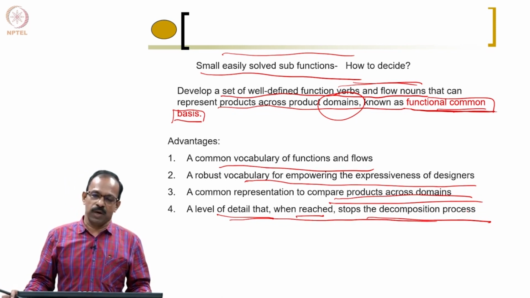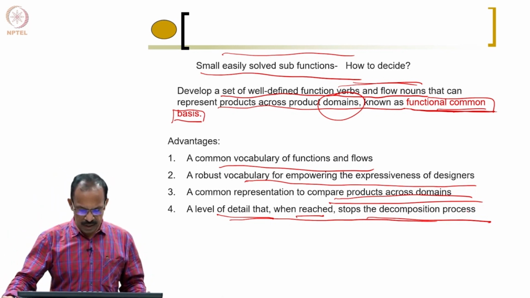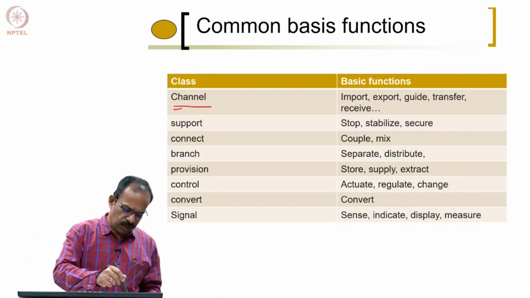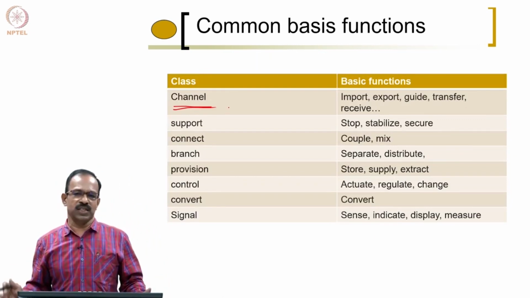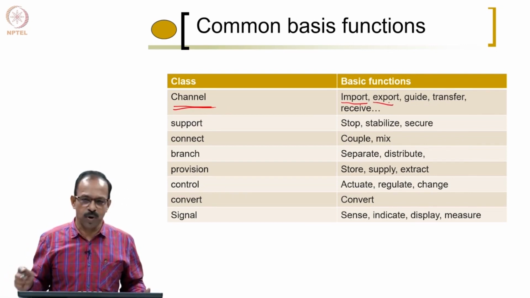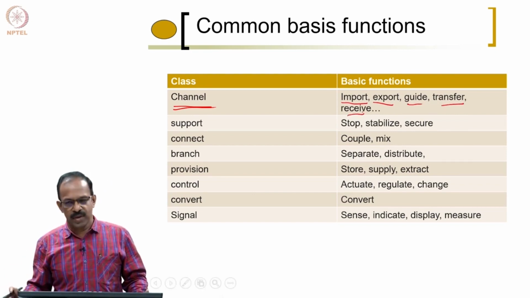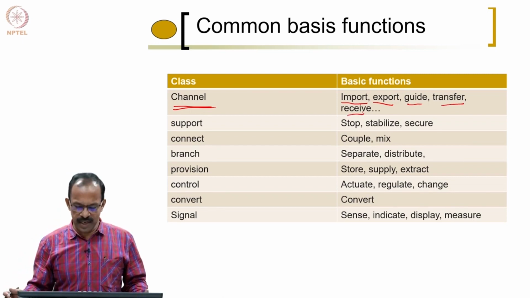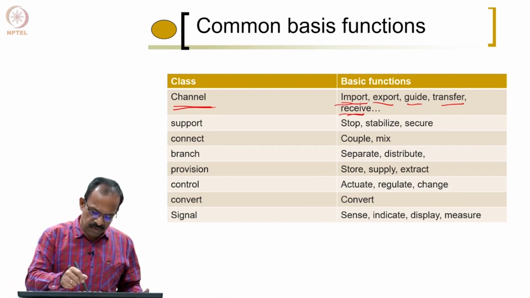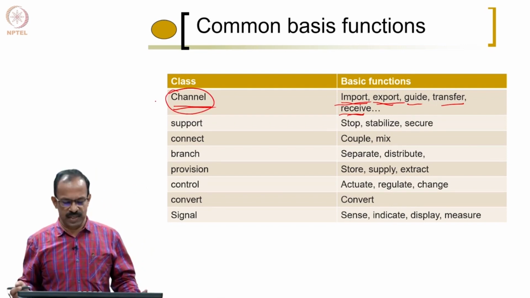So, this is the purpose of having a functional common basis. Let us see some examples of this common basis. For channeling of something, whether it is channeling of a material, energy, or whatever it is, we use the terms called import, export, guide, transfer, receive, etc. So, transfer power or guide material, export material or import material, receive material. These are the ways in which we can represent the channeling of material, energy, or whatever it is.